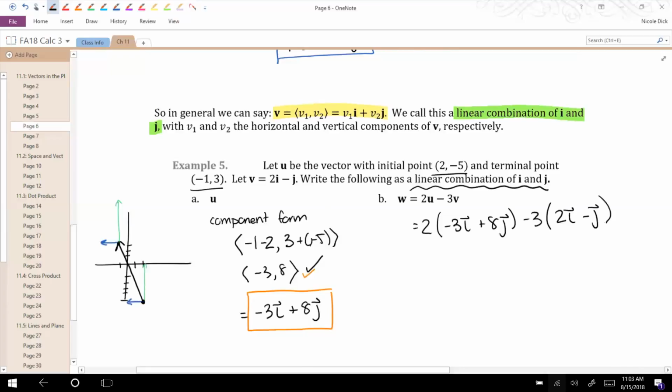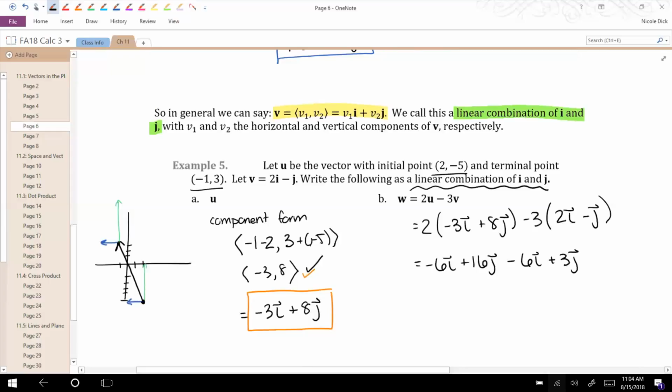How did we simplify this? Distribute. Yeah, it's pretty much just like algebra. Distribute and combine like terms is really all we're doing. So we're going to have -6i plus 16j minus 6i plus 3j.